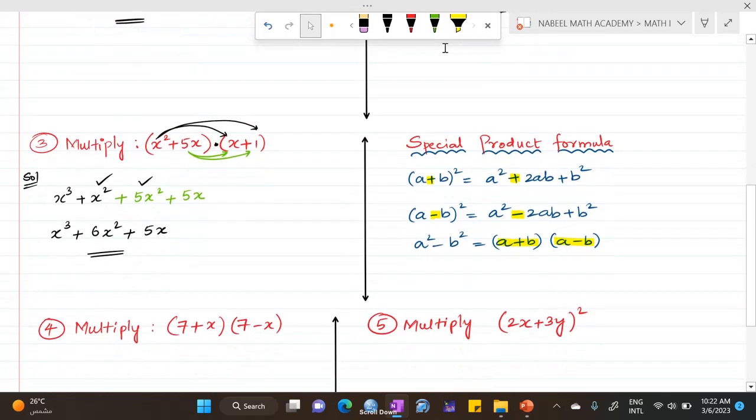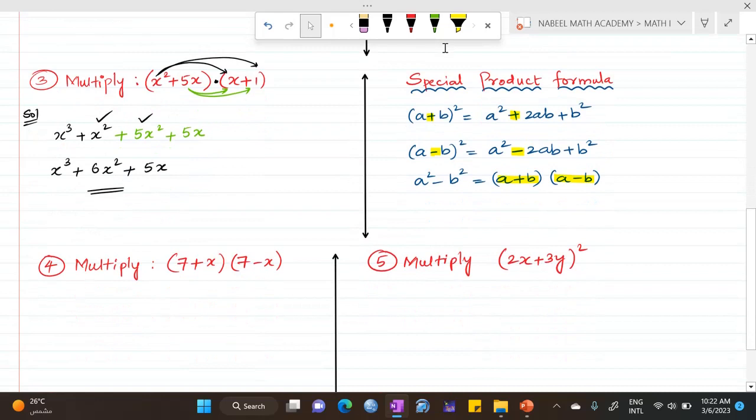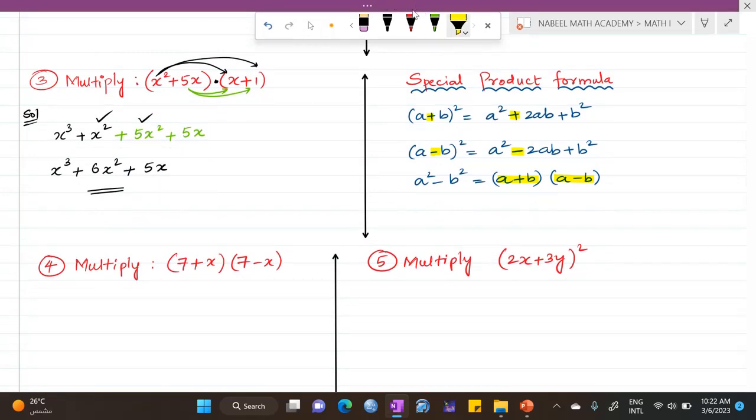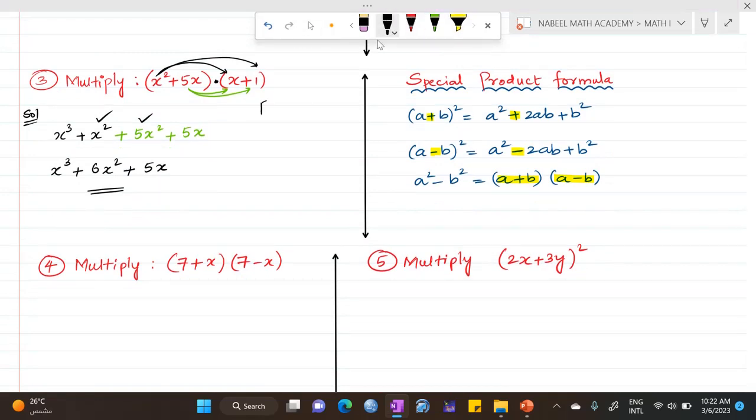Now we will have the next one using this rule. You can use this method as well. This method we call the FOIL method: first, outer, inner, last. So you can solve by using this method, or you can solve by using the special formula here. Now I am going to solve this problem.